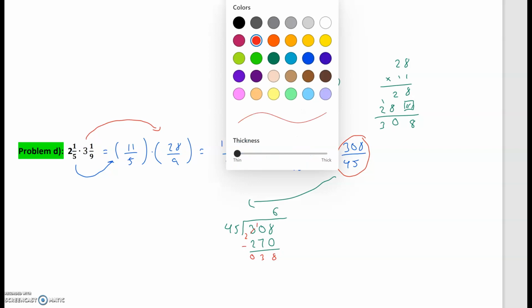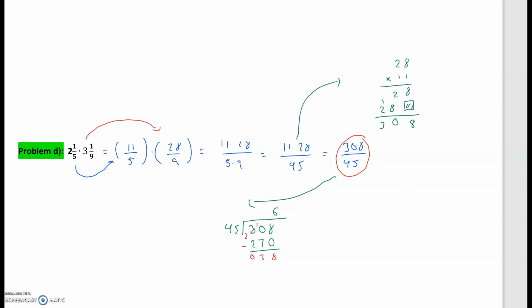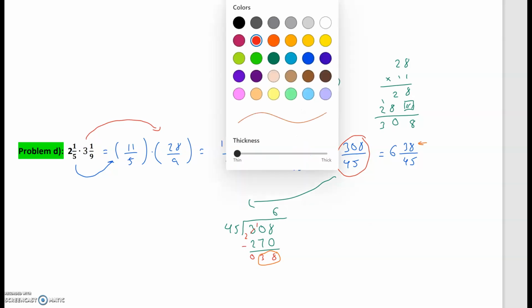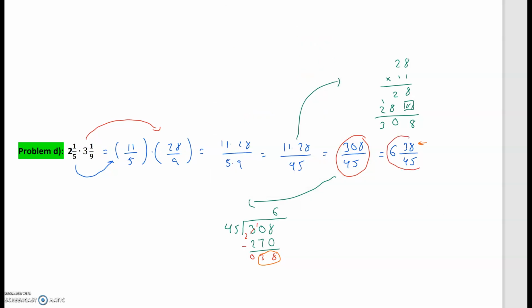So as an improper fraction, we ended up with 308 over 45. As a mixed number, we're going to end up with 6 and then technically 38 over 45. Remember that you're using your remainder. So this remainder happens to be that value of the 38. Okay, that's actually it for this set of problems.